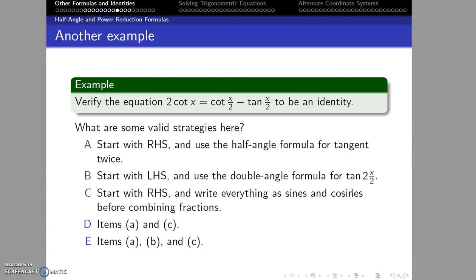And there are possibly many ways of getting there. Here are some that I've listed for us. One strategy might be to start with the right-hand side and just use the half angle formula for tangent twice. Here's tangent of x over 2. Cotangent is 1 over tangent of x over 2. So use that half angle formula twice and work with what you get, and hopefully you'll get to cotangent of x. Maybe that's a valid strategy.